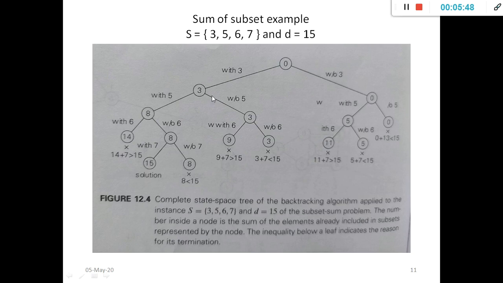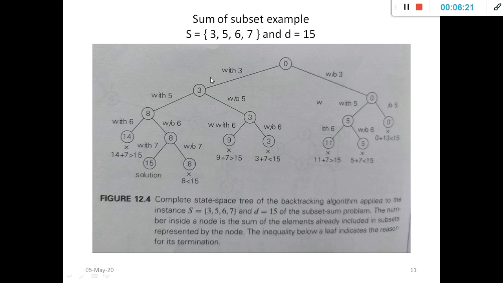from this one with 5 and try to check the other possibilities, or generate other subsets without including 5. Then without including 5 this value remains 3 itself. Then with 6 it becomes 9, and when you include the 7, 9 plus 7 becomes 16, and again 16 is greater than 15. This is not an optimal solution. Similarly without 6 it will be 3, and 3 plus 7 is less than 15, and it is not a desired solution. If you try all other possible subsets, you will not get the desired solution.